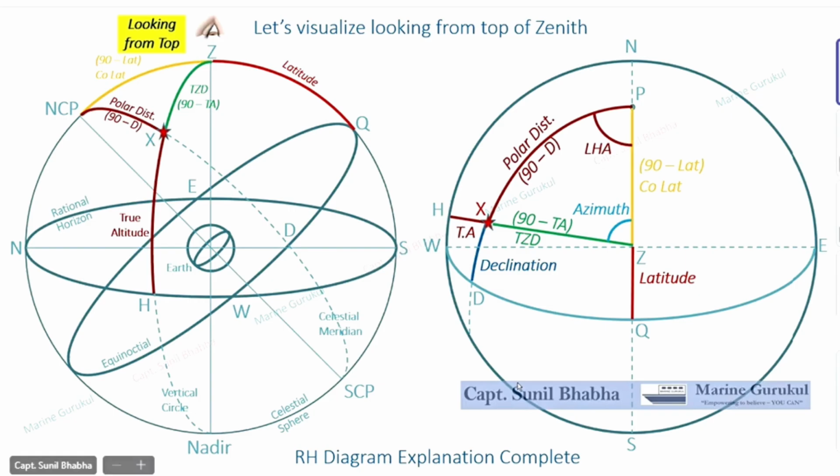Sir, can you explain one more time this azimuth, sir? Okay, beta. Azimuth is basically the angle at the zenith contained between the celestial meridian of the observer and the vertical circle passing through the body. Okay, sir. Once again, the definition of LHA. Okay. LHA, local hour angle, is the angle at the pole contained between the celestial meridian of the observer and the celestial meridian passing through the body measured westwards.